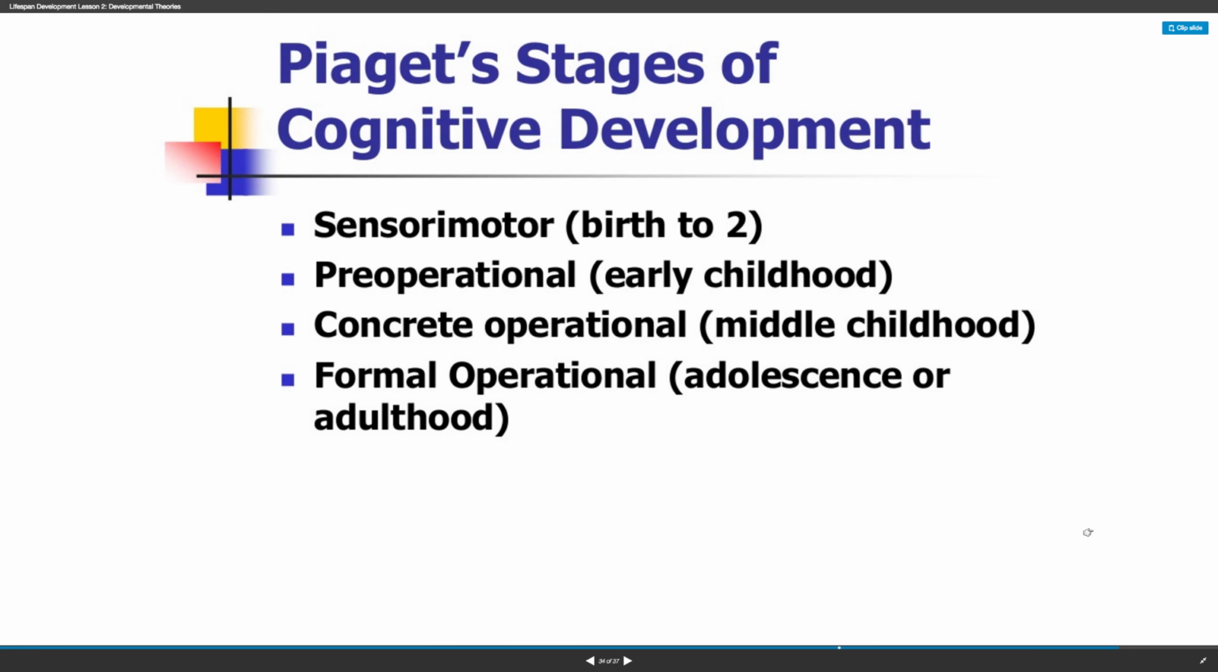Piaget believed in 4 stages of cognitive development. Sensory motor is from birth to 2, pre-operational is from 2 to 7, concrete operational is from 7 to 11, and formal operational is from 11 to adulthood.